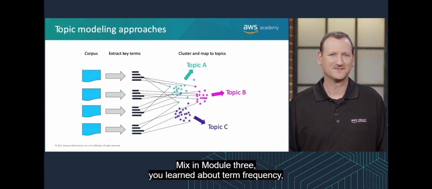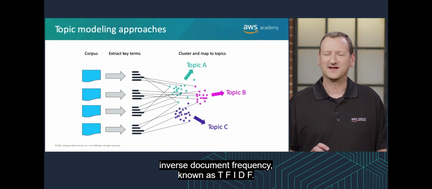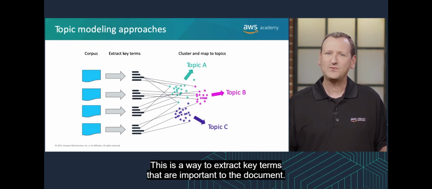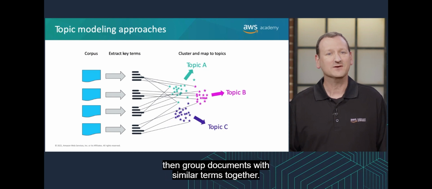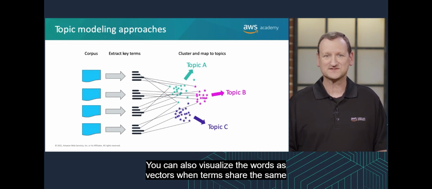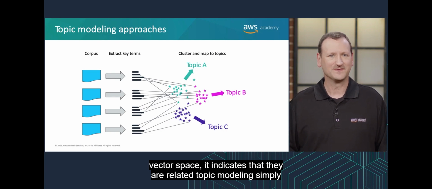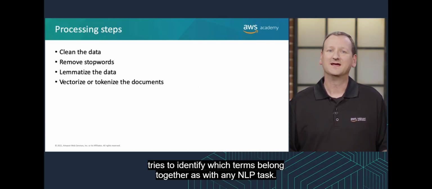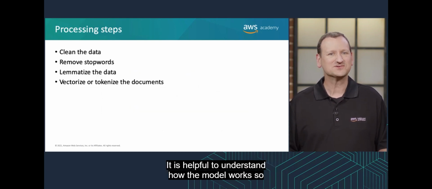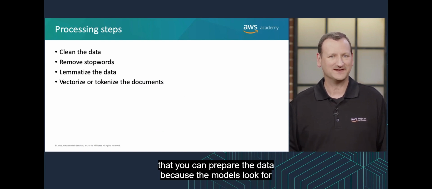different topic mix. In Module 3, you learned about term frequency inverse document frequency, known as TF-IDF. This is a way to extract key terms that are important to the document. You can use this method on a set of documents to extract those terms. Then, group documents with similar terms together. You can also visualize the words as vectors. When terms share the same vector space, it indicates that they are related. Topic modeling simply tries to identify which terms belong together. As with any NLP task, it is helpful to understand how the model works so that you can prepare the data.